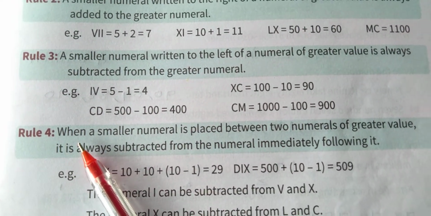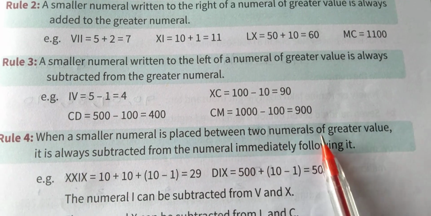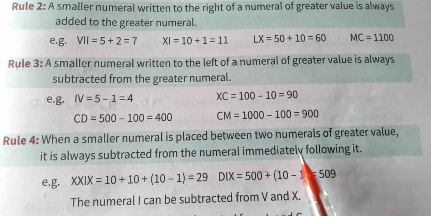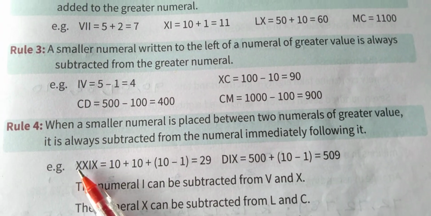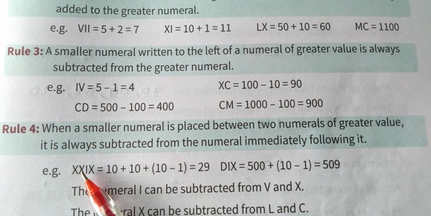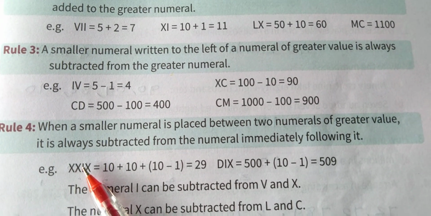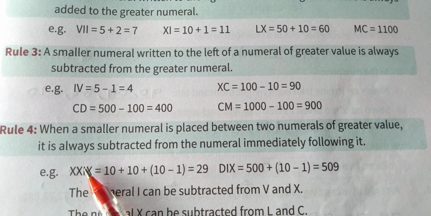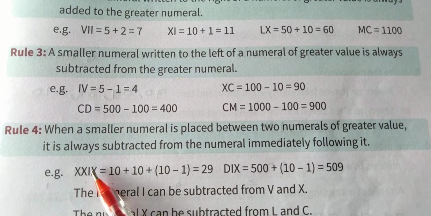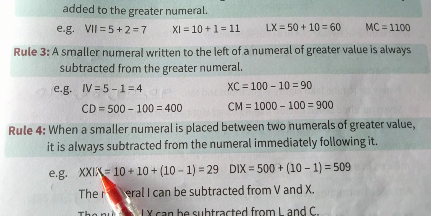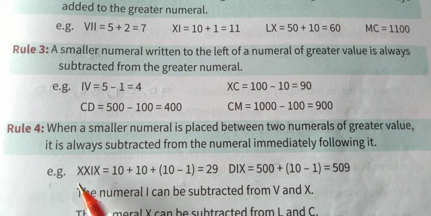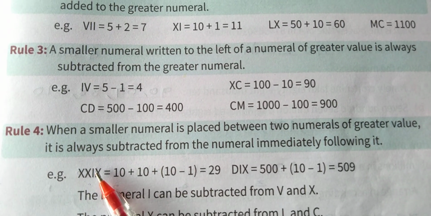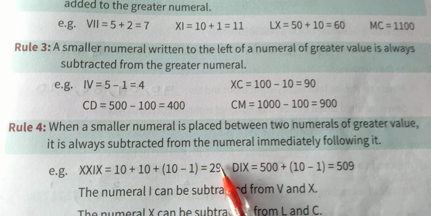Next, rule 4. When a smaller numeral is placed between two numerals of greater value, it is always subtracted from the numeral immediately following it. Example: X is a greater numeral, I is a smaller numeral, and this X is a greater numeral. See, the smaller numeral is placed between two greater numerals, so it is subtracted from the numeral following it. 10 plus 10 plus this 10 minus 1 is equal to 29.